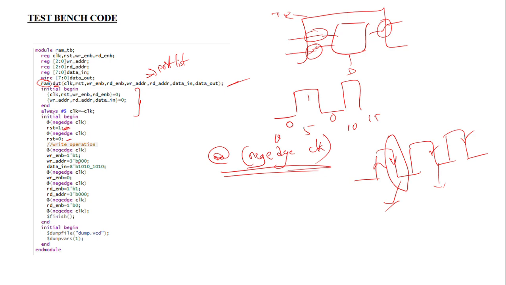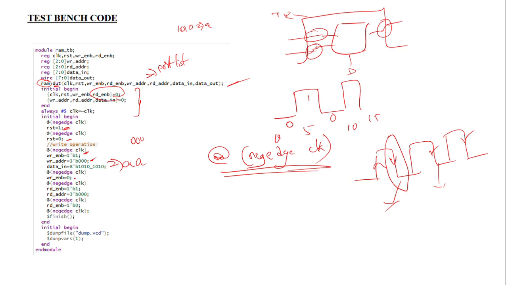Now at the next negative edge of clock, what are you going to give? Write enable. Read enable initially you are giving as 0, and it will continue like this until it changes. So write enable is going to be 1, and the write address we are giving is 000. You can take any address. The data is whatever you want to give. Here I give A. So I give 1010, which is A in hexadecimal.